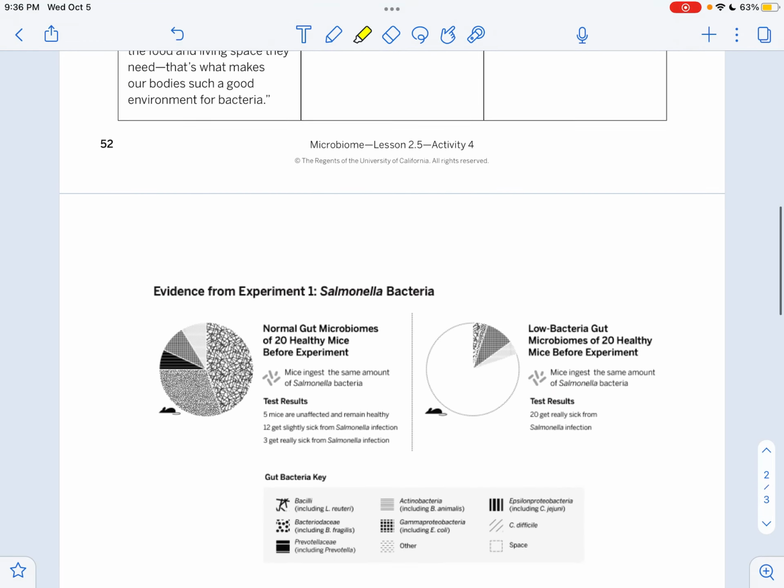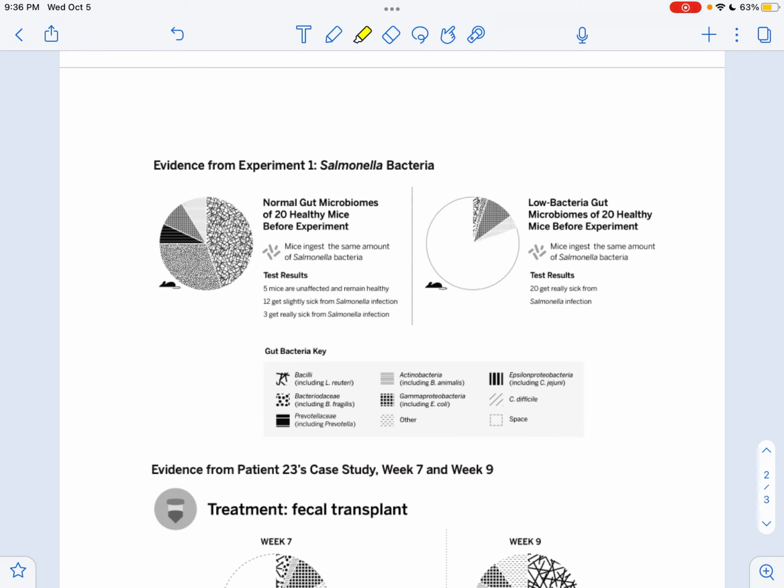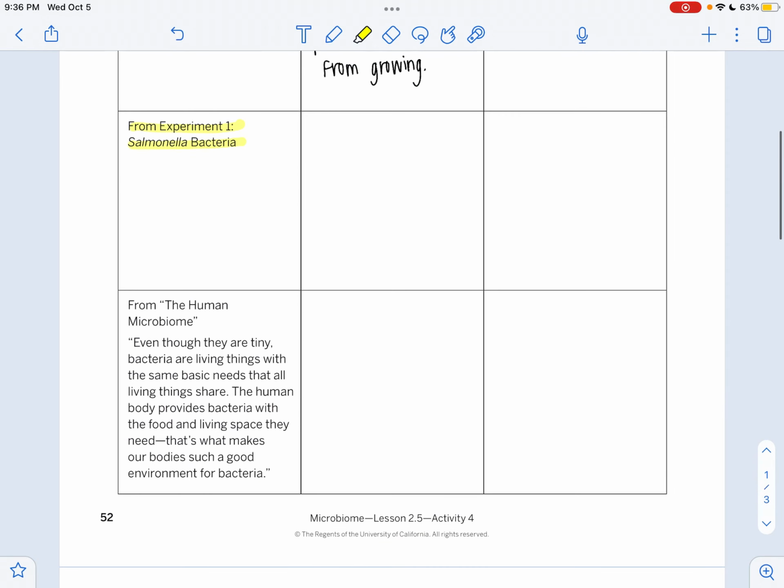I've attached the results of experiment 1 also on the back of this handout, evidence from experiment 1, and the 2 pie charts. And the final piece of evidence is a direct quote from the Human Microbiome, which is an article that we active read last week. I'll read the quote here. Remember, you can always pause or rewind this YouTube video to hear me read any of this aloud.